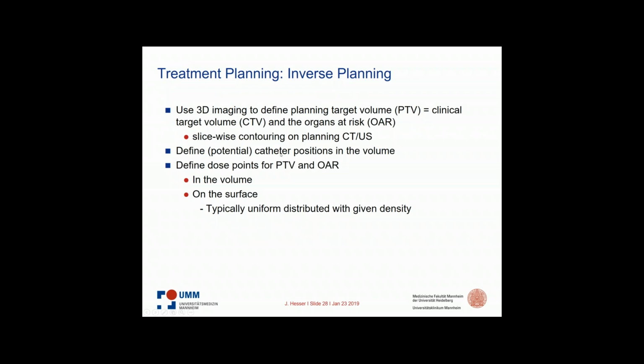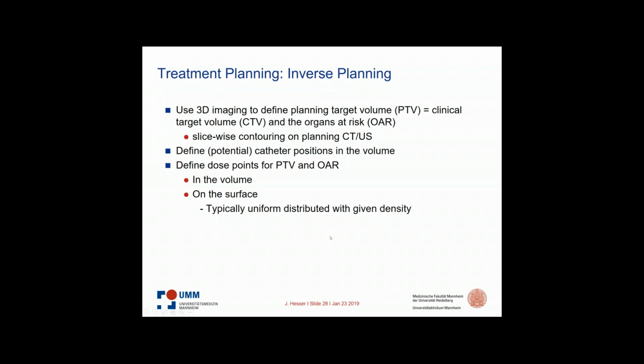We define potential catheter positions or needles in the volume, so the trajectories are defined, and then we have to characterize the potential positions of the seeds or dwell positions. These are the degrees of freedom.